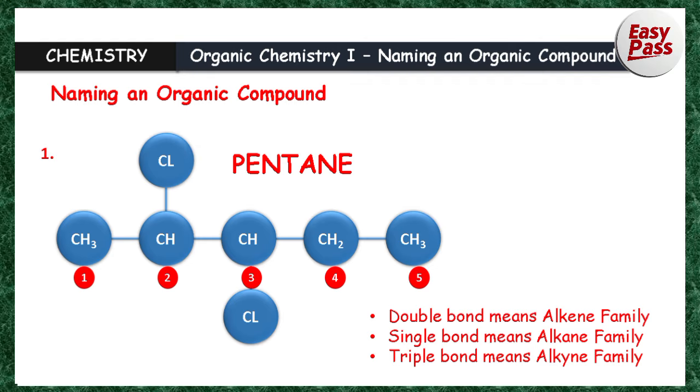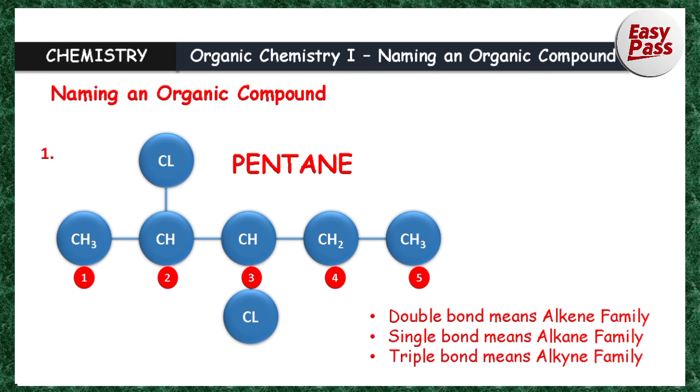This one is 1, 2, 3, 4, 5. The reason is that the radical element is closer to the carbon atom on your left hand side. You have 1, 2, 3, 4, 5. At carbon 2, we have a chloro group, which is chlorine. At carbon 3, we also have a chloro group, which is chlorine.